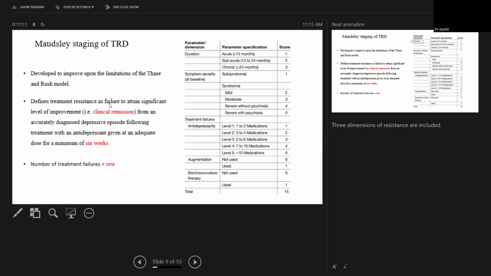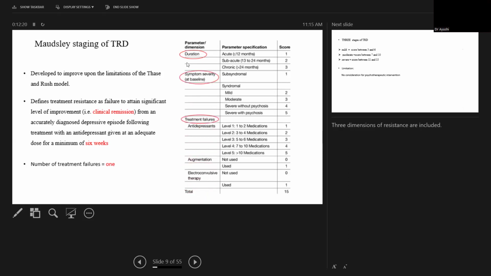So it defines treatment resistance as failure to attain significant level of improvement, that is clinical remission, from an accurately diagnosed depressive episode following treatment with an antidepressant given at an adequate dose for a minimum of 6 weeks, and the number of treatment failures required is 1. So in this staging model, they have considered 3 parameters for treatment resistance, that is duration, symptom severity of the current episode, and the past treatment failures.